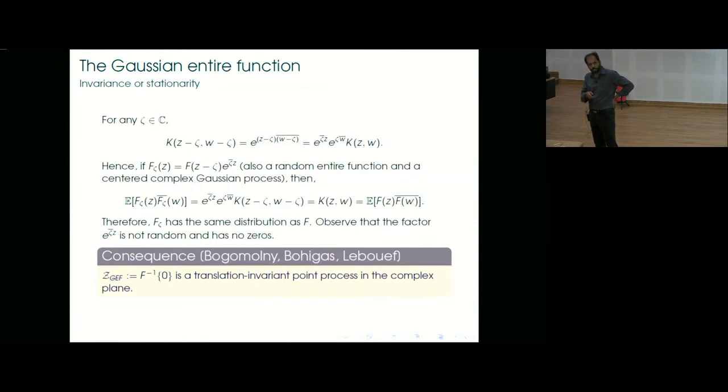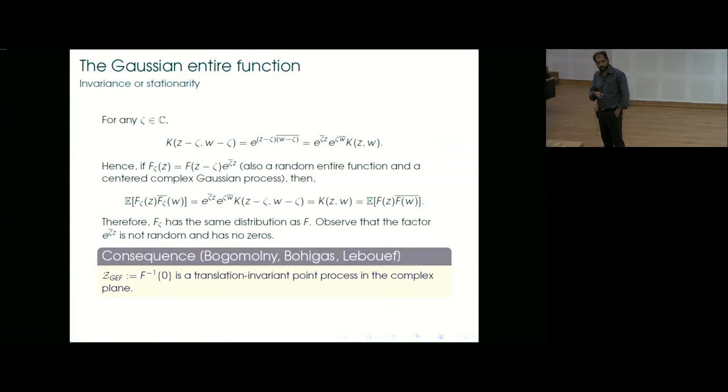What we are particularly interested in is the zeros, and since this exponential factor doesn't have any zeros, what this tells you is that the zeros of f are translation invariant. If I take the zero set of f and the zero set of f translated by zeta, what is that? That's just the zeros of this function. The zeros of this f zeta are the same as the zeros of f translated by zeta, so they have the same distribution. Okay, so this is the stationarity property of this particular Gaussian analytic function.